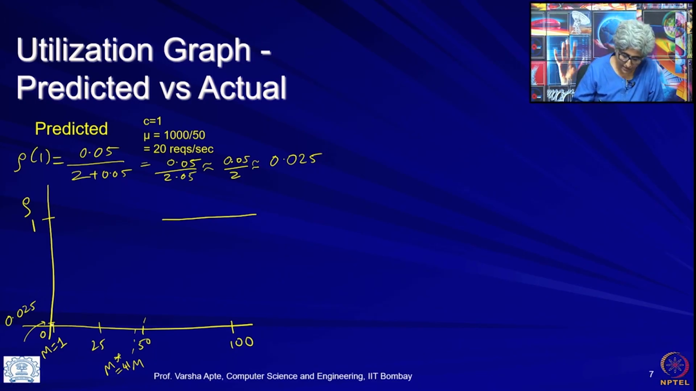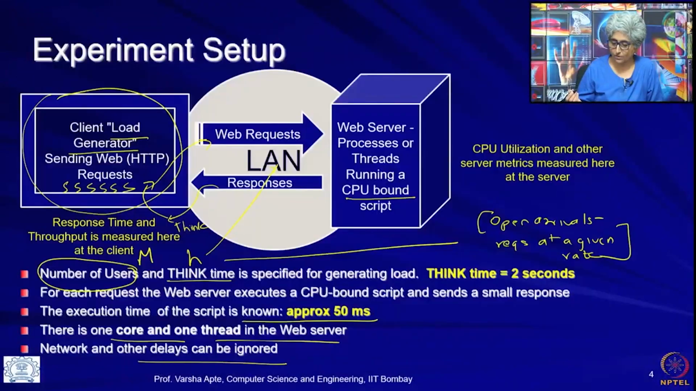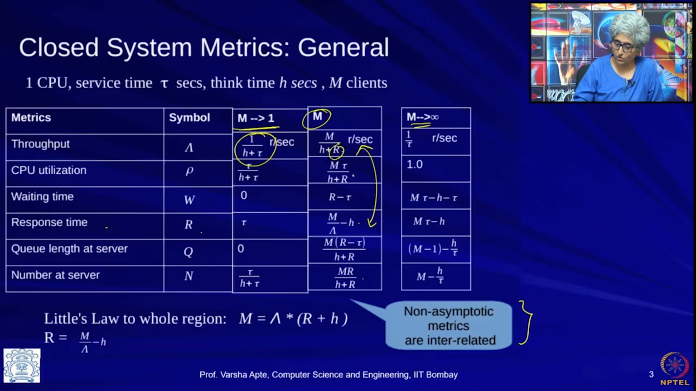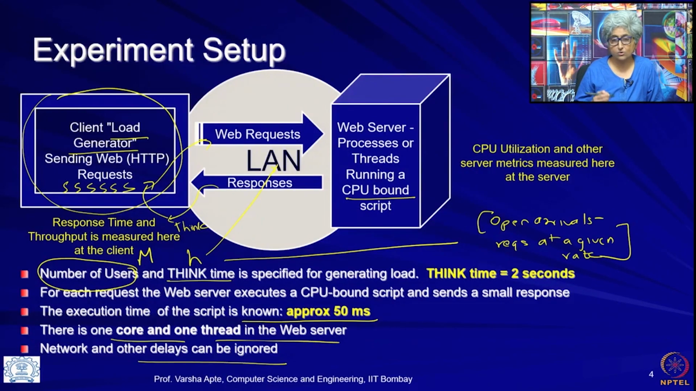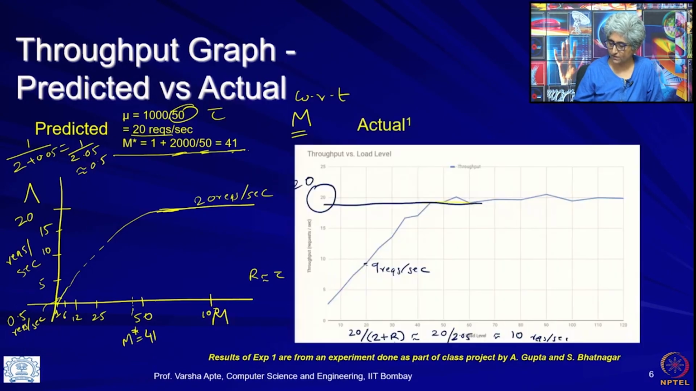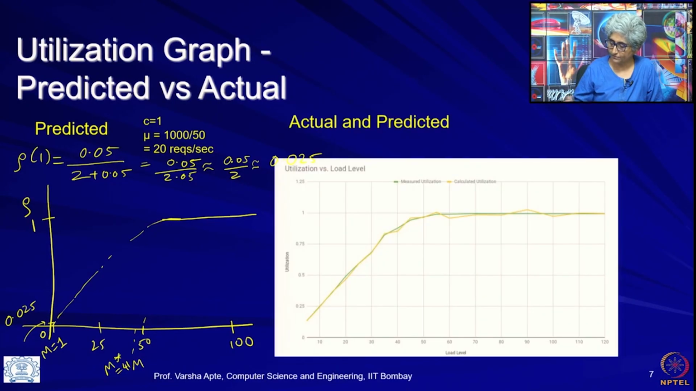So, we start from there, and again in the middle we have some values, and again they depend on R. Just because throughput depends on R, utilization also has R in it. So, we can't really calculate it exactly, but let us look at what the actual graph was and see whether the graph made sense.